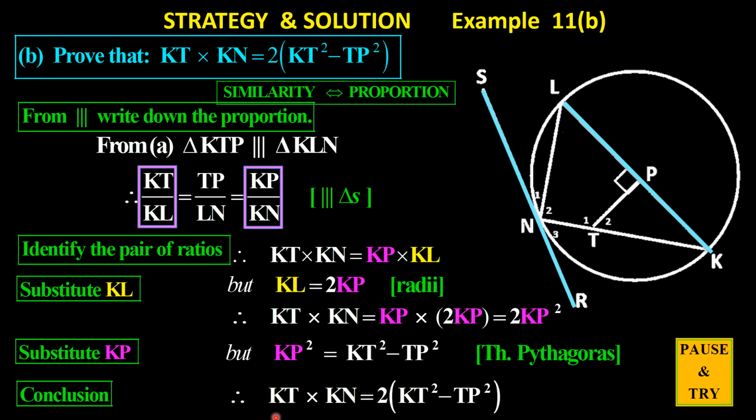KT times KN equals 2 times KT squared minus TP squared. Right? You can see there, we use proportion together with the theorem of Pythagoras there. And that's the level 4 type of question, and it's not really that difficult. So you should just identify whenever you have questions like this and there's a product and there's addition or subtraction and a square, most probably it's going to be the theorem of Pythagoras that needs to be applied there.